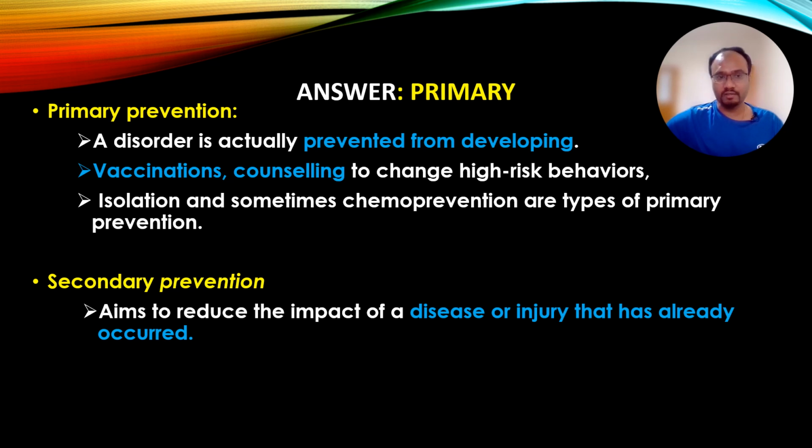In primary prevention, a disorder is actually prevented from developing. So it includes activities like vaccinations, counseling to change high risk behaviors, isolation, and sometimes chemoprevention. And let us see secondary prevention. In secondary prevention, it aims to reduce the impact of a disease or an injury that has already occurred.